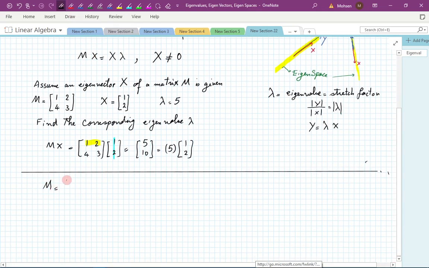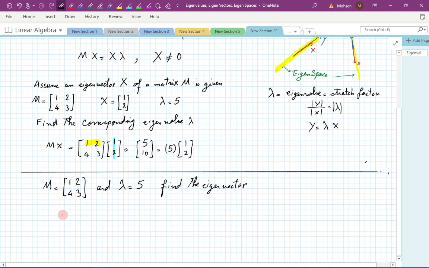M is equal to, again, 1, 2, 4, 3, and lambda is equal to 5. Find the eigenvector. You kind of have to forget that we already saw it here, but suppose we haven't seen this problem, and that's how we are starting: I tell you what this number is, you tell me what that vector is going to be.